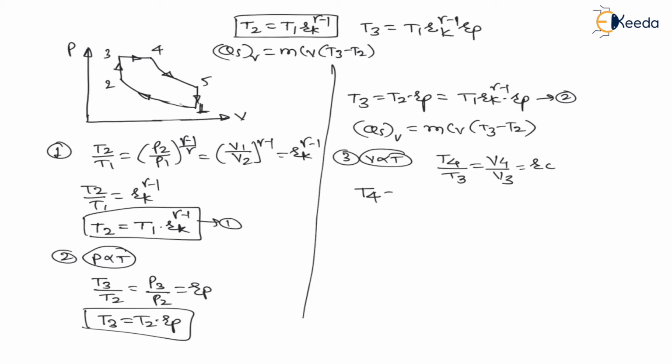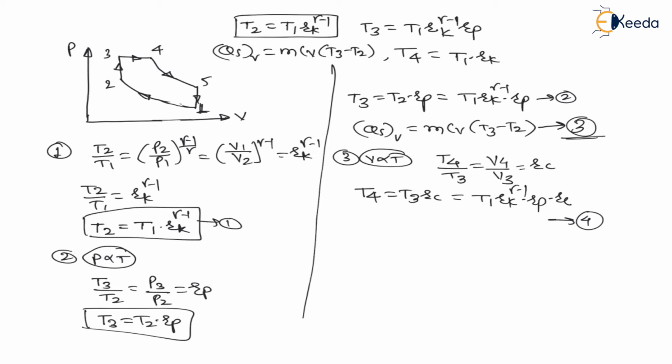From this we can say T4 is equal to T3 into Rc, and this T3 from equation number 2 is T1 Rk raised to gamma minus 1 into Rp. Put here, therefore T4 is equal to T1 Rk raised to gamma minus 1 into Rp into Rc, and this is equation number 4, because heat supplied at constant volume is the third equation here, right? So this is also required, therefore T4 is equal to T1 into Rk raised to gamma minus 1 into Rp into Rc.